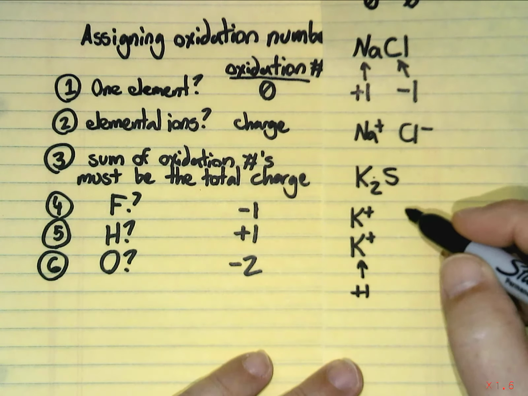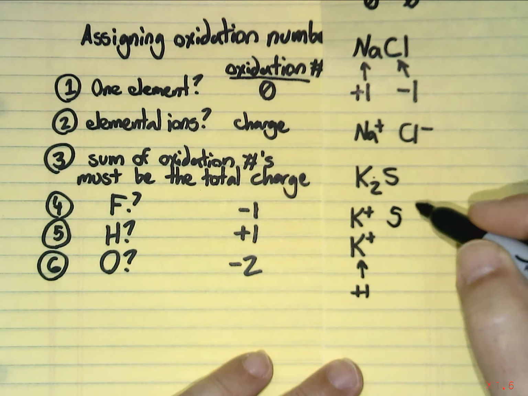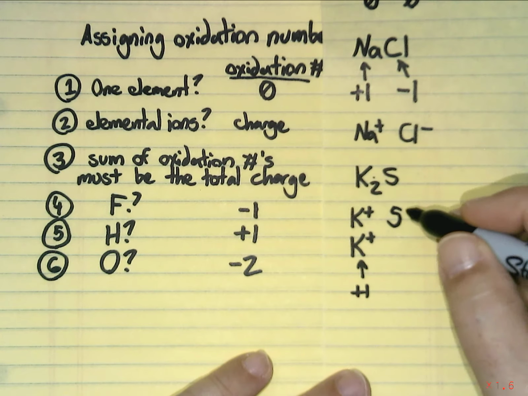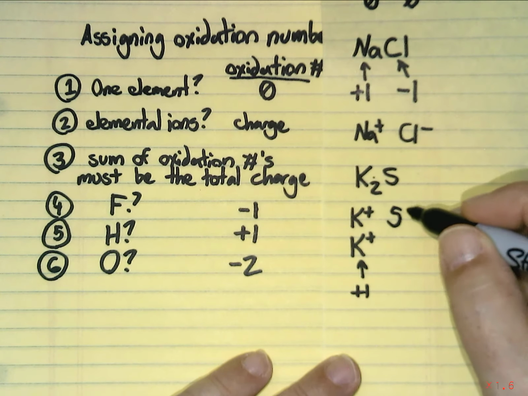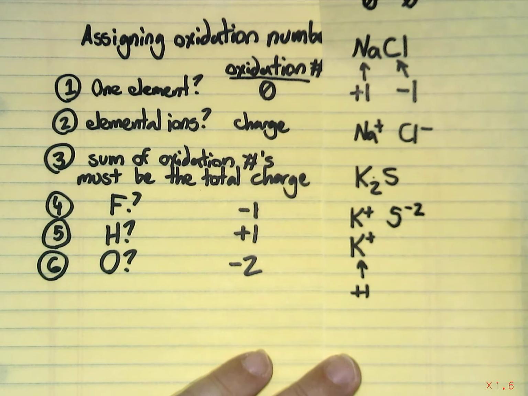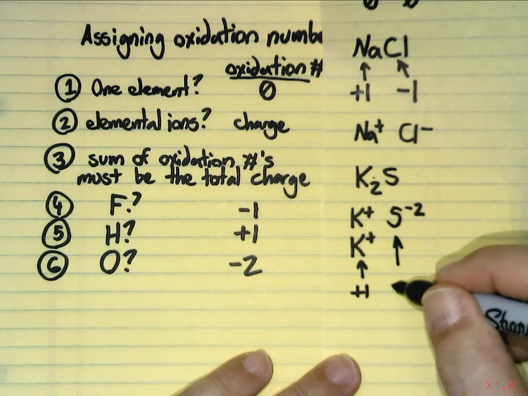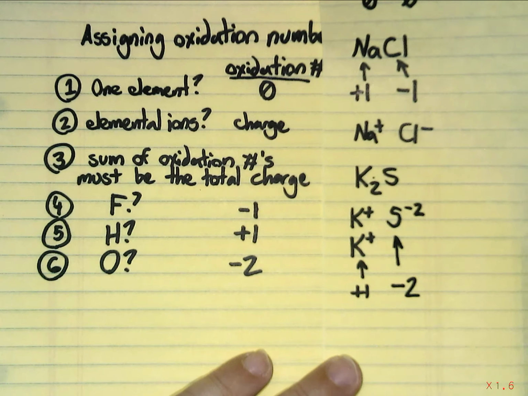Now, if you look at the sulfur, it is in the same column as oxygen, and everything in that column has an ionic charge of -2 when it forms ions. So I know the charge on that will be -2. So I know that the oxidation number on the sulfur will be -2.